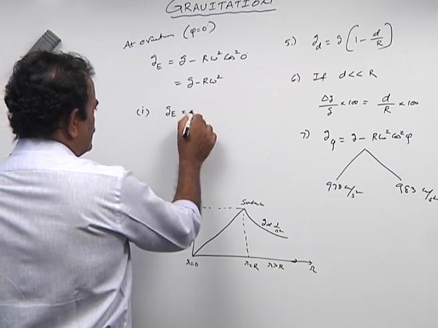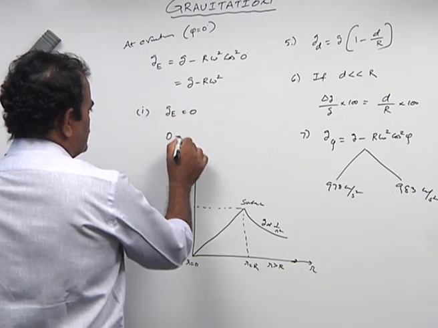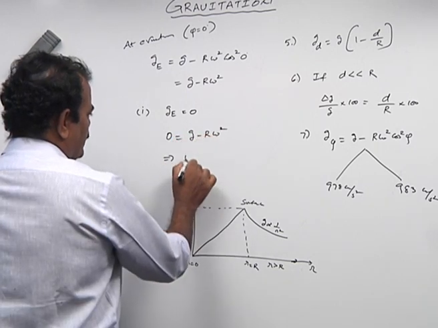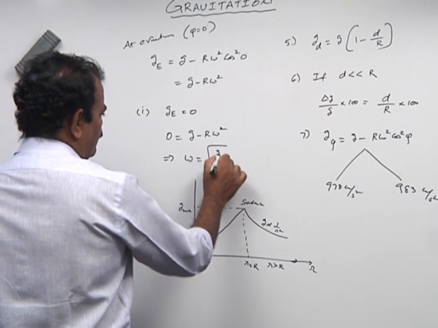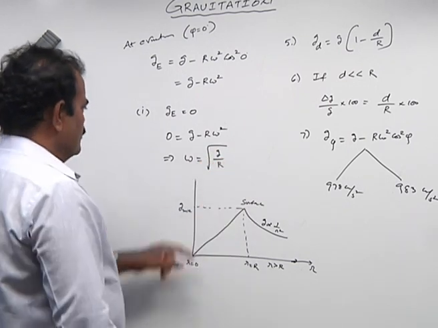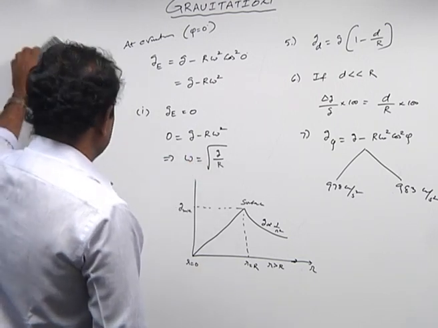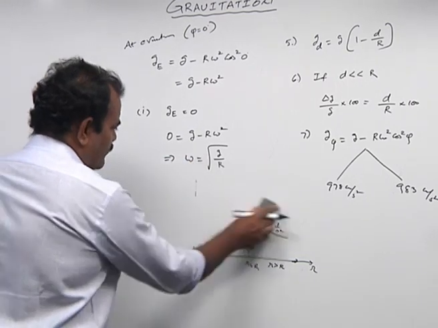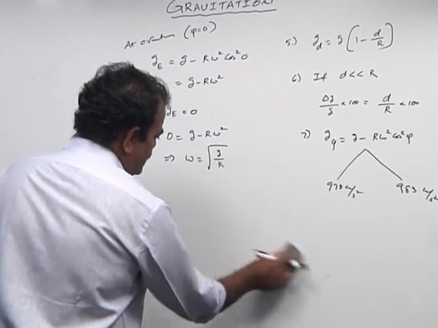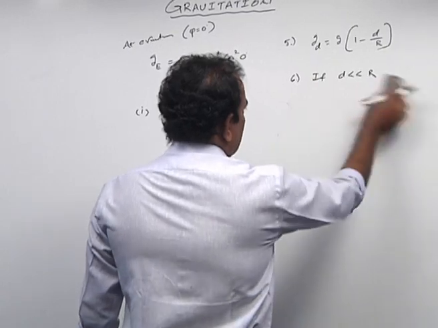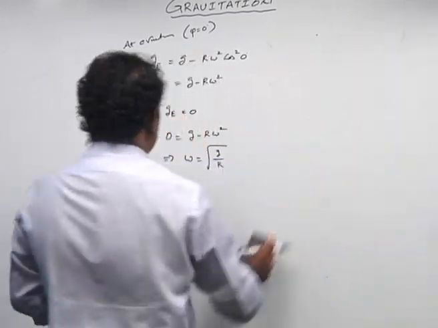g is equal to 0 means 0 is equal to g minus r omega square, which implies omega is equal to square root of g by r. If the angular velocity of Earth is this much, then only small g becomes 0 at the equator. That is the first point covered.